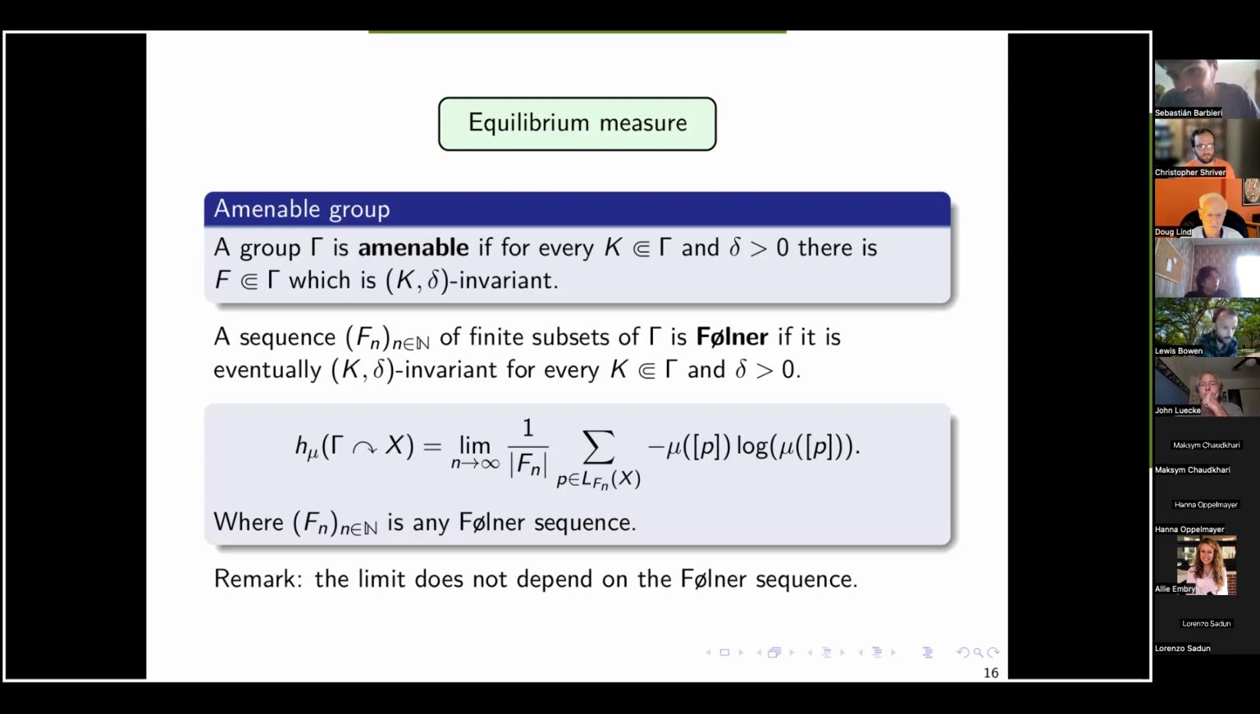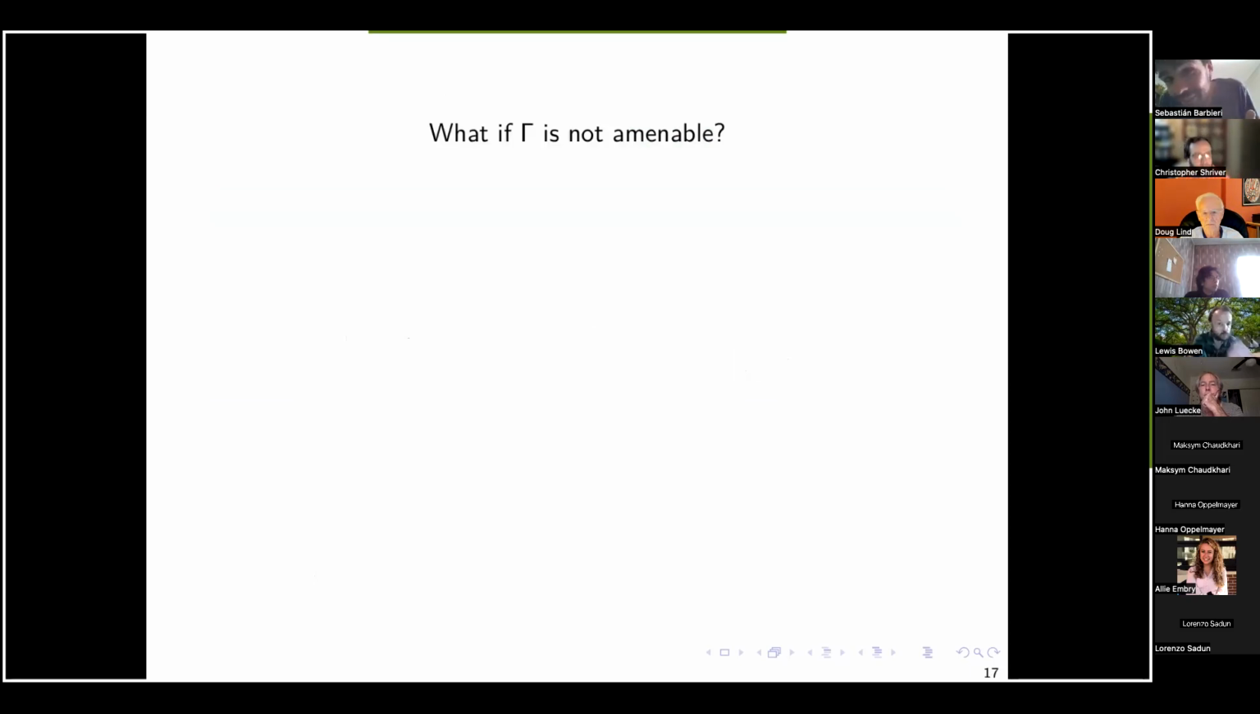Okay. All right. So for amenable groups, I have these, and of course, I can define equilibrium measures in the same way as I did before. But what if gamma is not amenable? Now I'm running into problems.